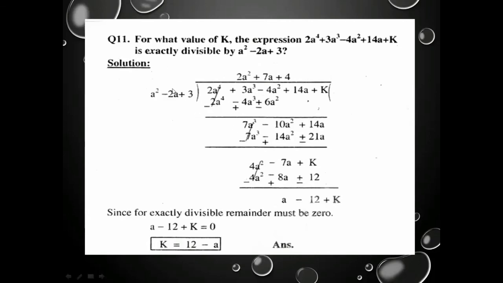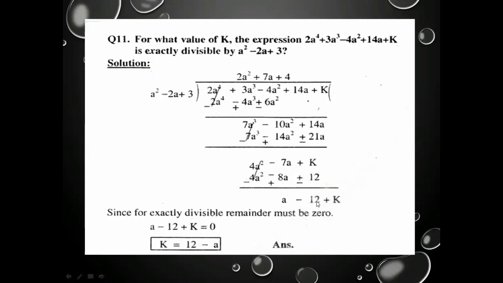This is the last question for our side. For what value of k is the expression exactly divisible by a square minus 2a plus 3? You will follow the same step as we have discussed in division method. You will follow all, but the last step I will discuss due to shortage of time. Here we observe that 4a square divided by a square, answer is plus 4. Plus 4 multiplied by all, giving answer 4a square minus 8a plus 12. We see first one is cancelled. From here our answer is plus a, and from there answer is plus k minus 12.